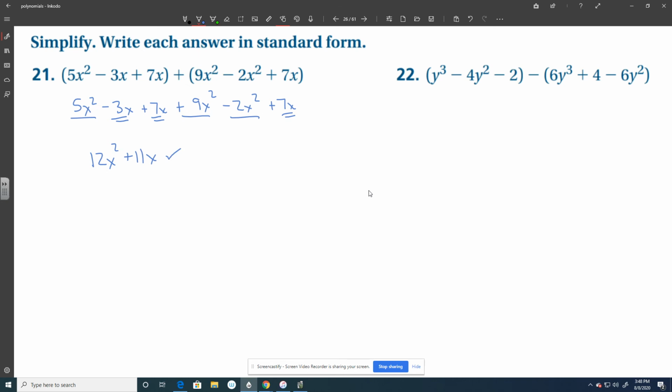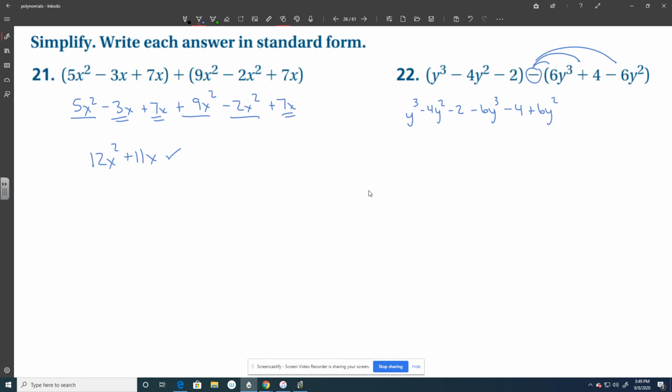Now this one is a little bit messier because of this negative. I've got to make sure to distribute that to everything on the right-hand side. So y cubed minus 4y squared minus 2. And when I distribute the negative to a positive 6, that becomes negative 6y cubed. And a negative positive 4 becomes a negative 4. And a negative 6y squared becomes a positive 6y squared.